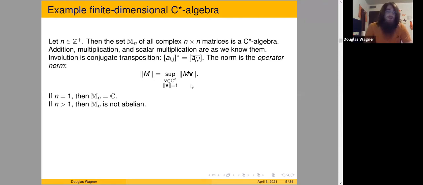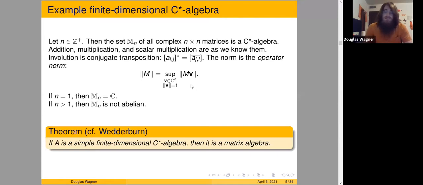And another parallel with the previous slide, the simple finite dimensional C-star algebras are uniquely determined by their dimension. So we had the rings of operators. Now we have the operator norm.